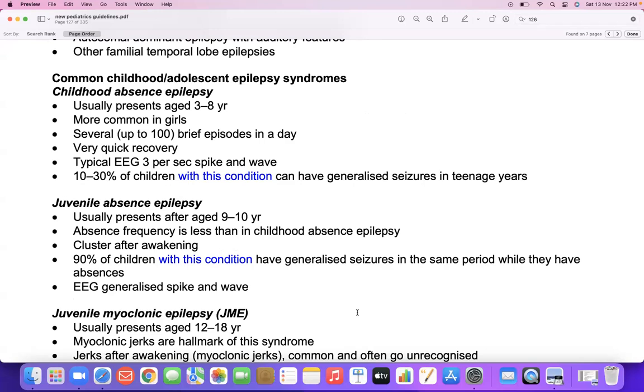So sometimes even normally, the child is normal. Presently she's not ictal, still we can get 3 per second spike and wave. And if we ask them to hyperventilate, these waves can become more prominent.